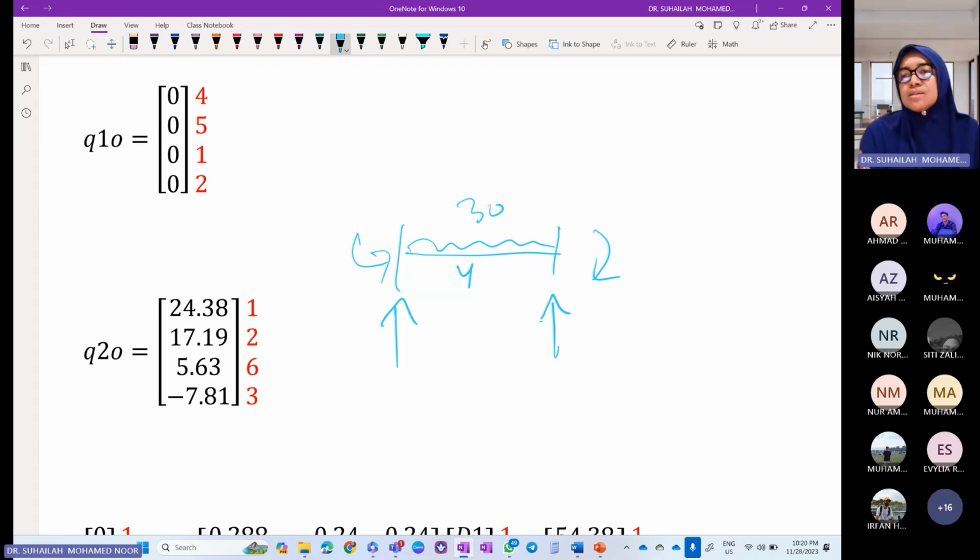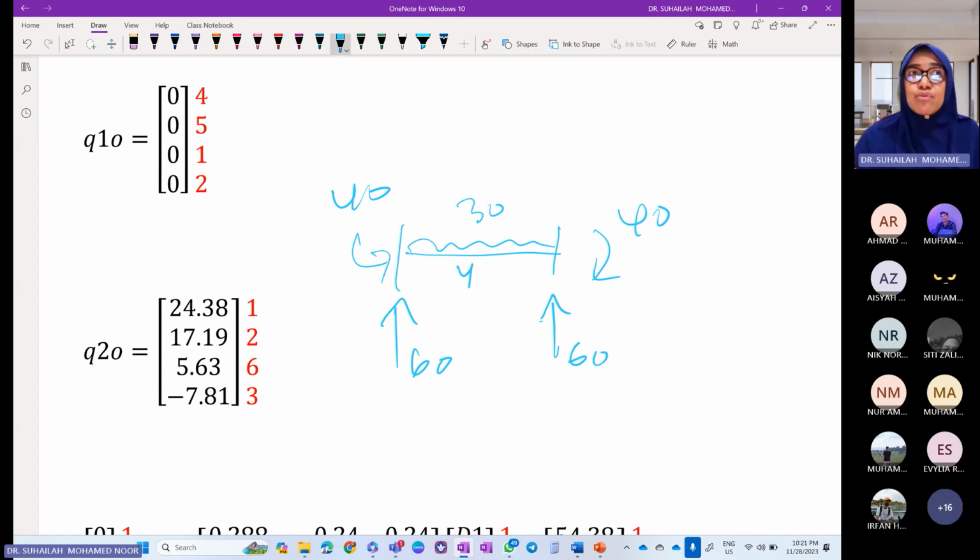However, it is very straightforward. WL over 2: 30 times 4, which is 120, over 2, it is 60, right? WL over 2, is it right? Yes, Doctor. Okay. WL squared over 12 for the moment. What is the answer? 30 times 16 over 12 is 40.